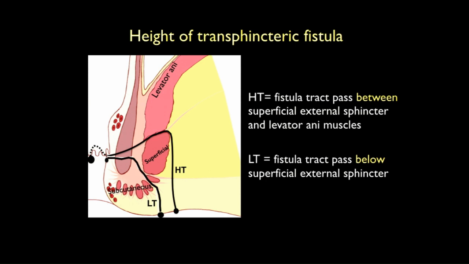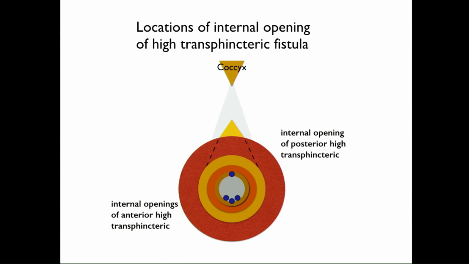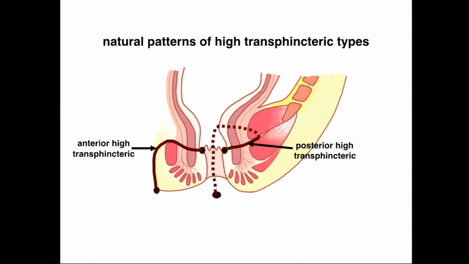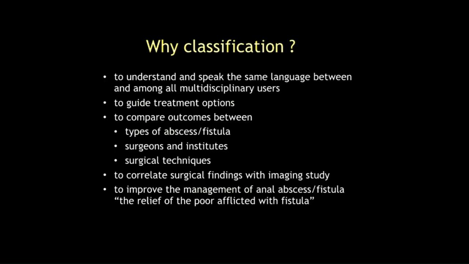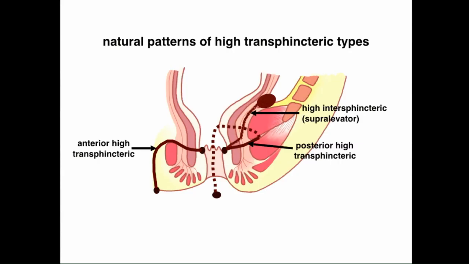Low trans means in the subcutaneous. And this is what I showed you. The high trans always occurs anterior and posterior, never in the lateral. It is extremely irregular in the lateral. I saw 1 or 2 cases in 1,000 cases. And this is the high trans, only anterior and posterior. And this is another one that occurs with the posterior high trans. And that's all for the high transsphincteric.